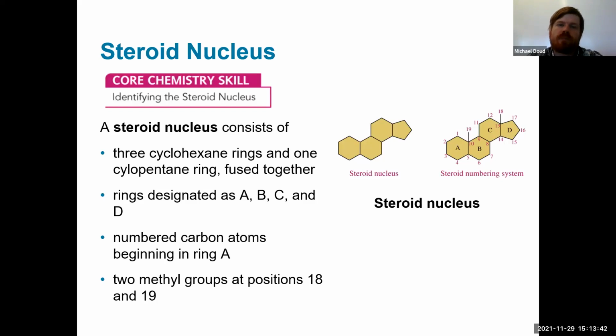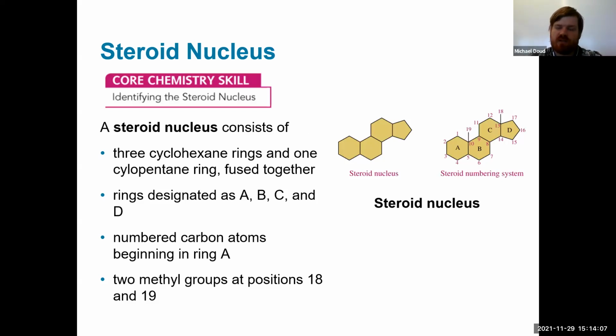We are moving on in chapter 15 about lipids, and we're talking about a special class of lipids now called steroids. In the previous lecture and a half, we talked about the fatty acid lipids. Steroids tend to be very different because they have a nonpolar core, but that nonpolar core isn't based around a fatty acid, it's based around this steroid nucleus.